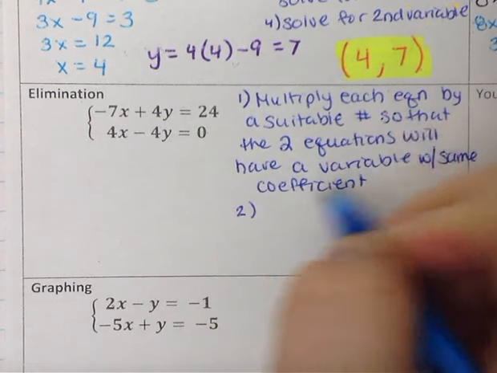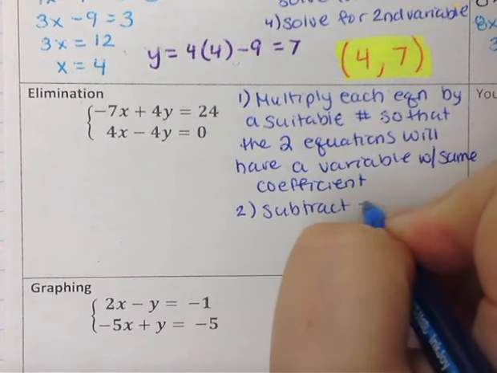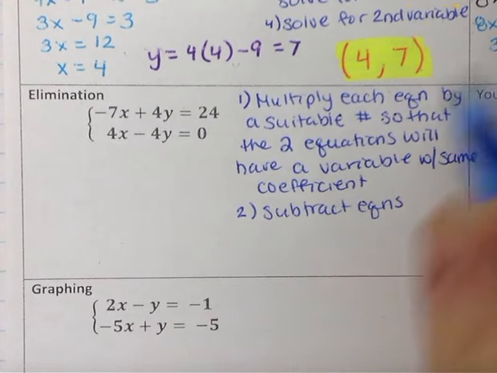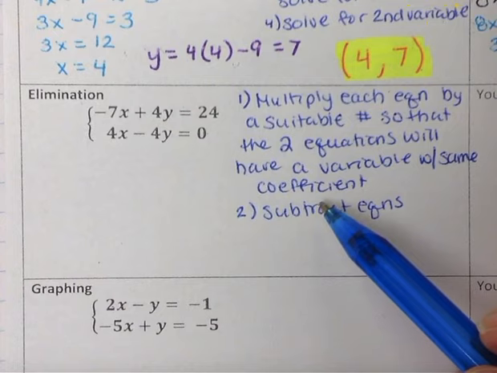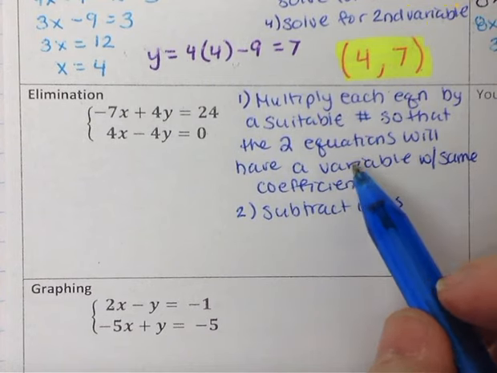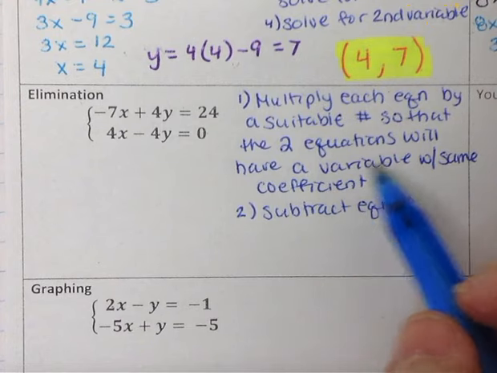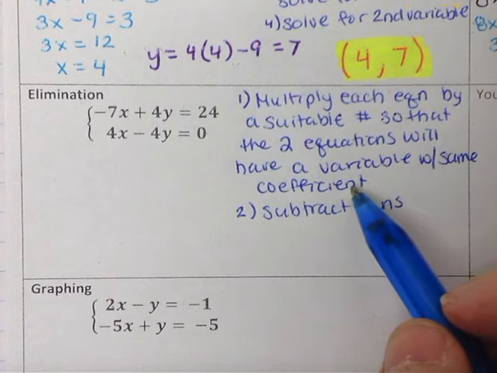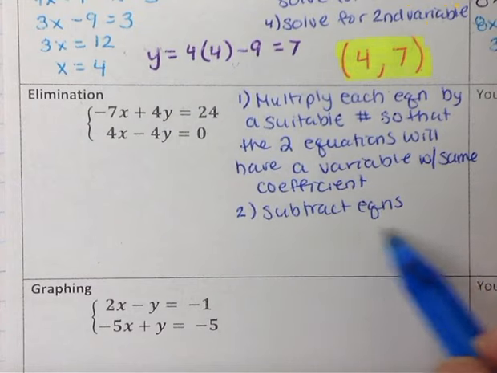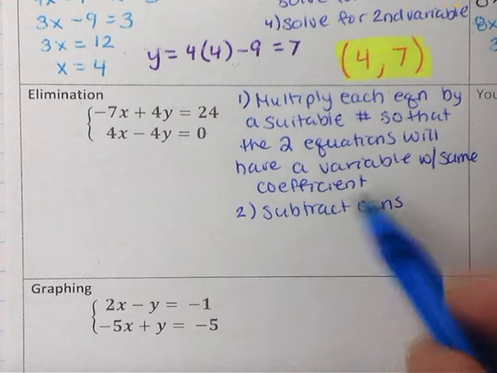Step 2 will be to subtract the equations. Now you can actually combine step 1 and step 2 by, when you are multiplying by a suitable number, you want one of the variables to have a positive coefficient and the other variable to have a negative coefficient, because then that will automatically subtract them as they are, and then you can just combine the two equations as you see them.